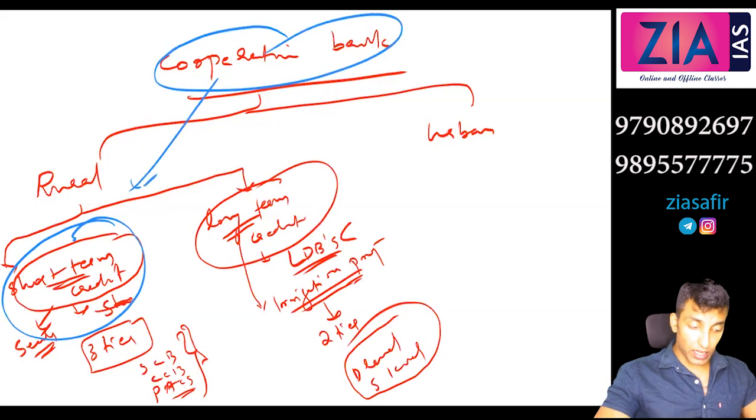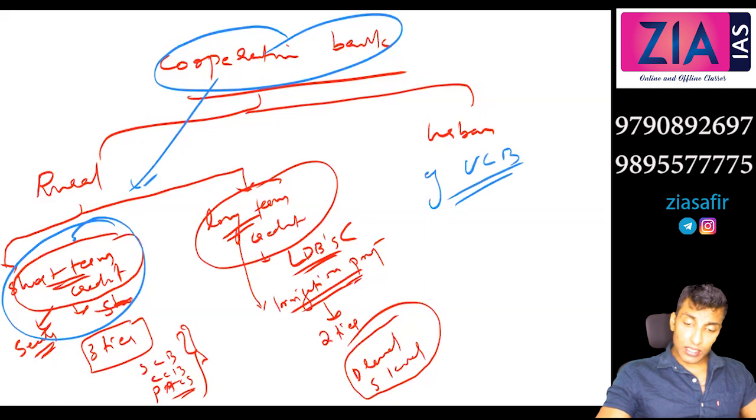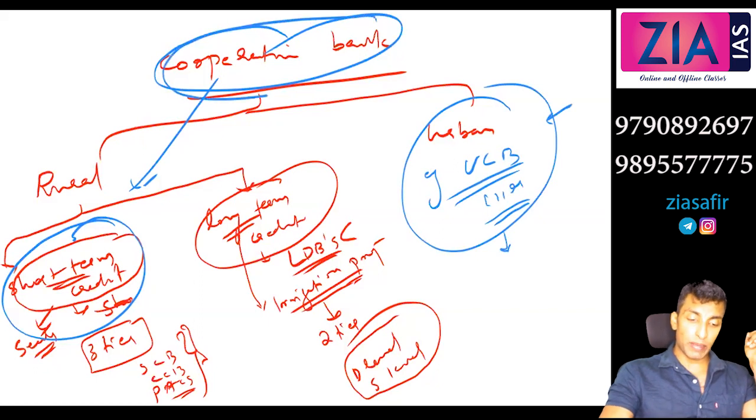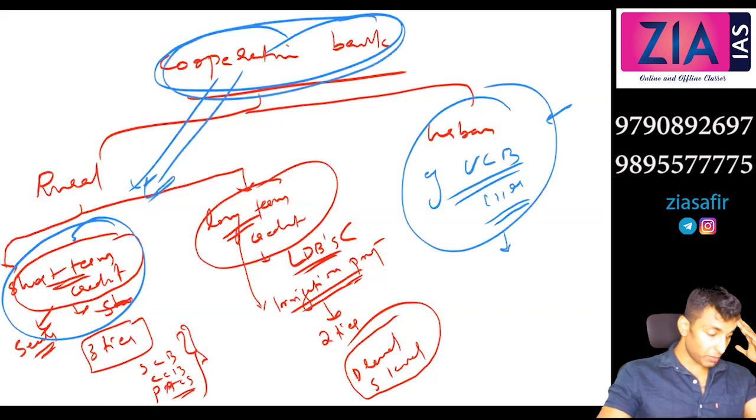Now when we discuss urban, the examples are UCB, urban cooperative banks. This is similar to commercial banks, except for registration and management. Registration here is done under the State Cooperative Act, and the management is by representation. On the other hand, commercial banks are registered under the RBI Act, and management is by the Board of Control. Otherwise, everything is similar to commercial banks in functioning. So when we talk about cooperative bank, we basically talk about this part, the short-term credit aspect.